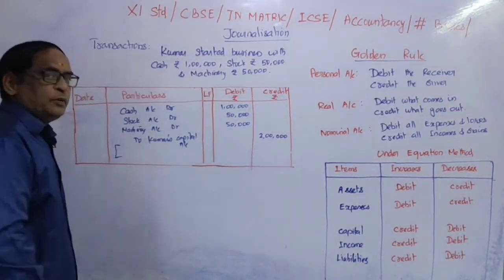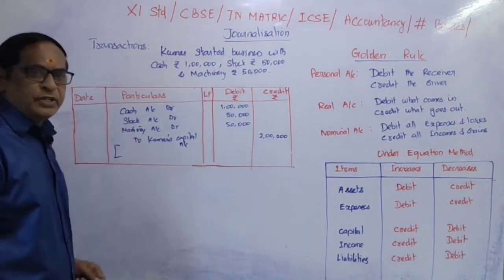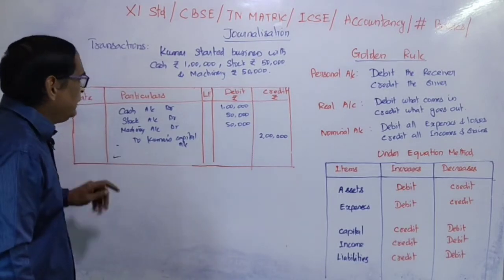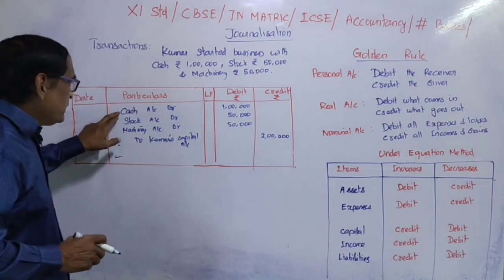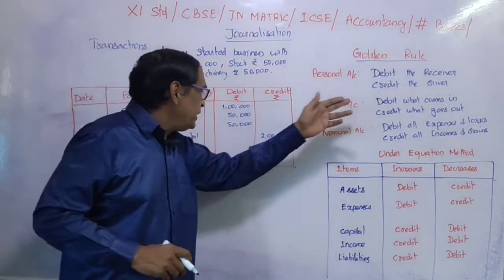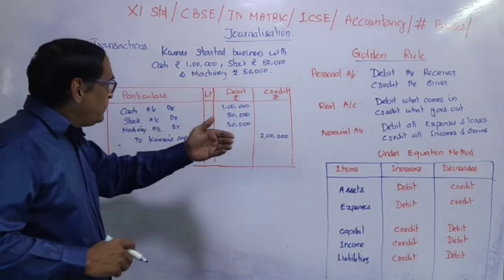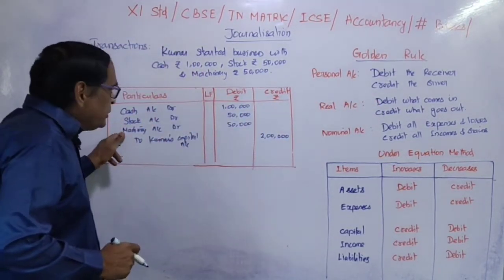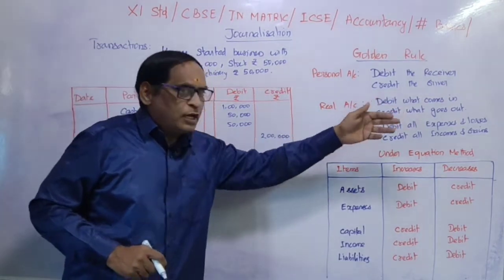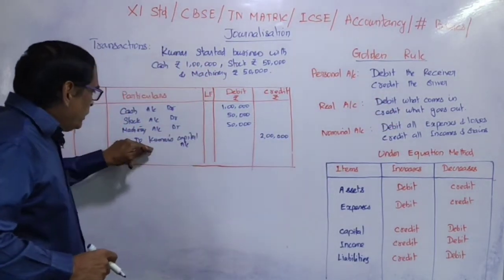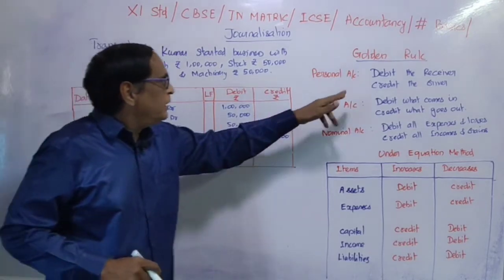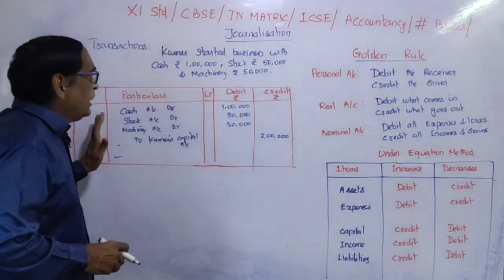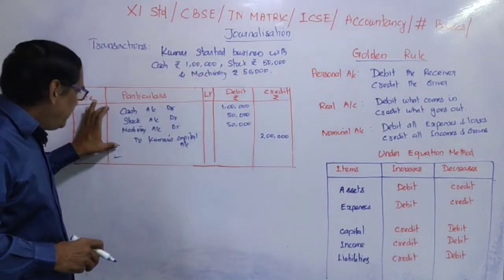So Kumar started business with cash, stock and machinery. That is a narration. You can write it like that. So in this case, cash is an asset. Cash debit, what comes in, cash is coming. Stock, what comes in, stock is coming. So machinery also, it is an asset. Debit, what comes in, so machinery comes in. To Kumar's capital account, credit the giver, that is personal account. So under golden rule, the same rule, same entry.